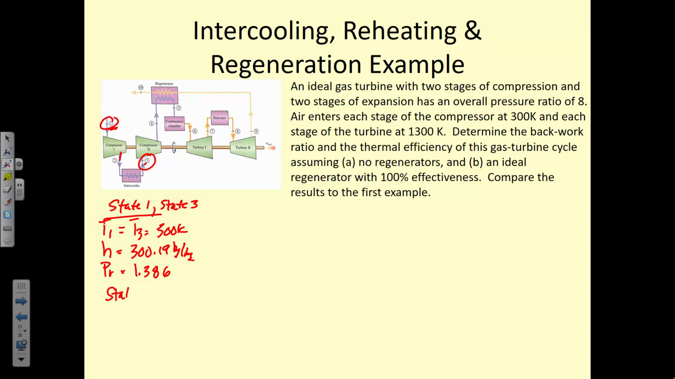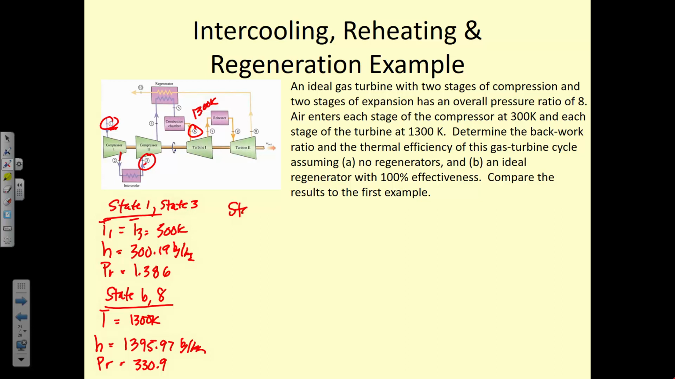Now state 6 and state 8 are also the same. So state 6 is here. This is 1300 K. So T equals 1300 K. H is equal to 1395.97 kilojoules per kilogram. And P sub R is equal to 330.9. Okay, so we've already looked at 4 states, and we just had to look up 2 of them, right? So not so bad.